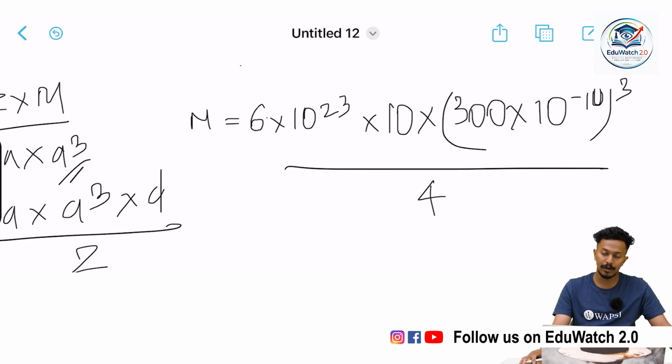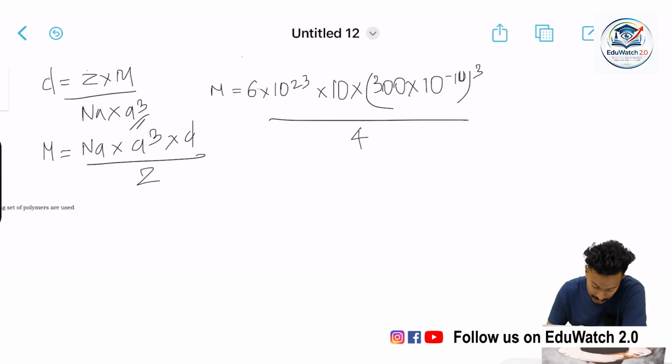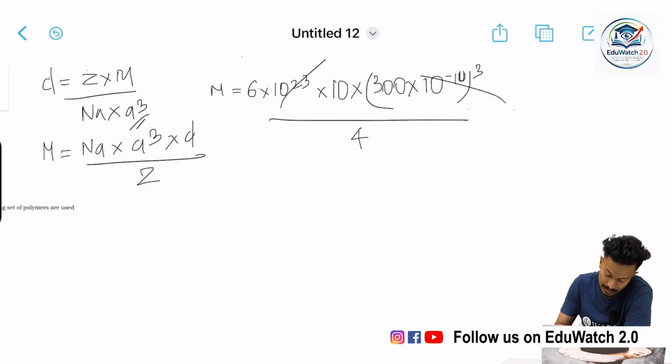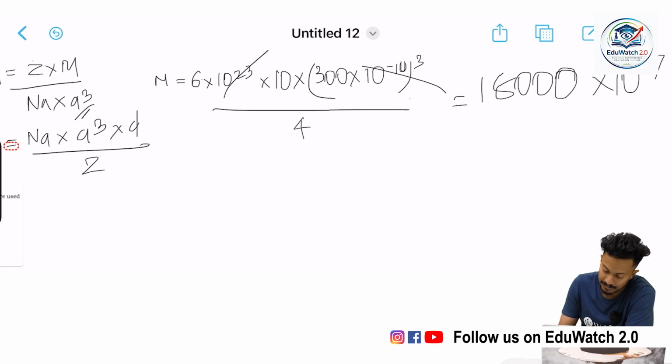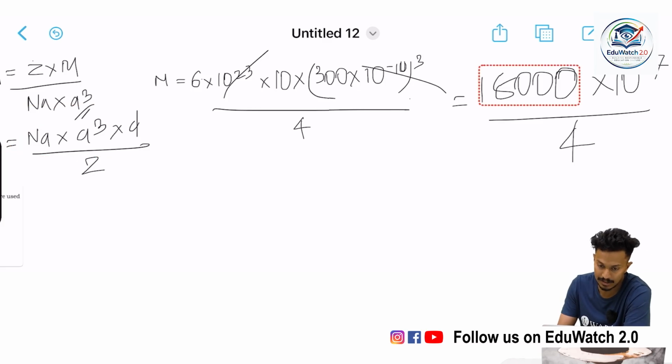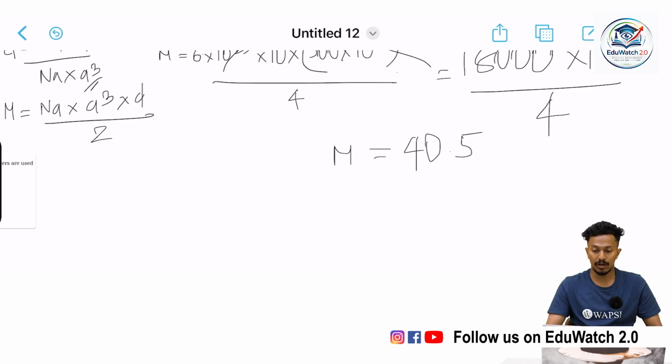This is the equation. We have to find out the molar mass. We could cancel out the powers, giving 10 raised to minus 7. 300 into 300 into 300 is 27,000, into 10 raised to minus 7 by 4. This is the final equation, and by this M is equal to 40.5. We have got the molecular mass.